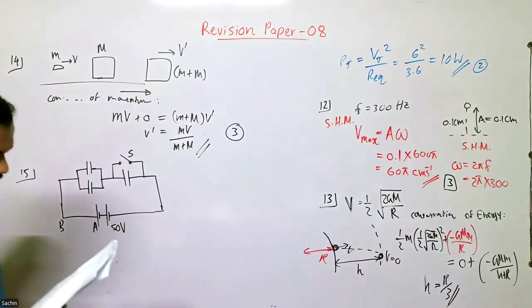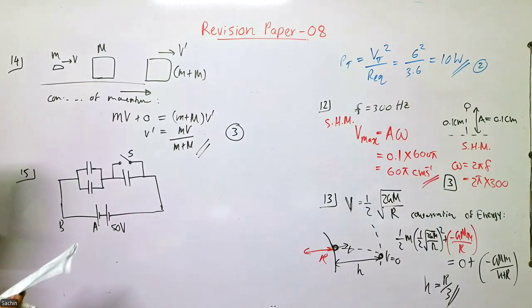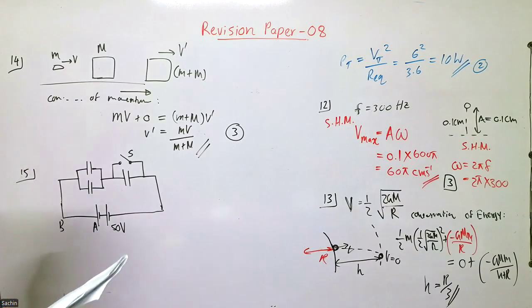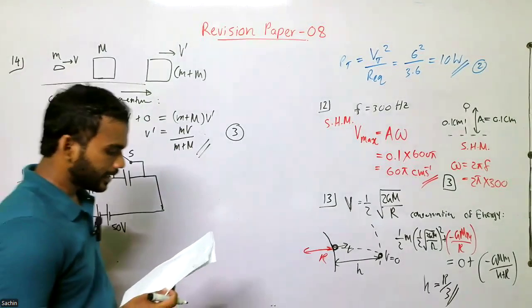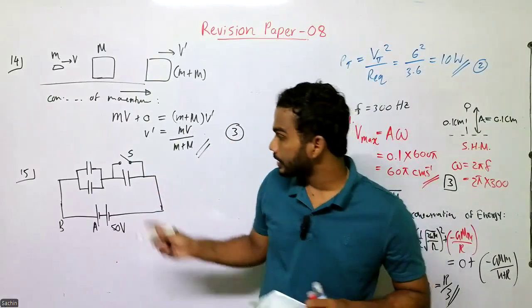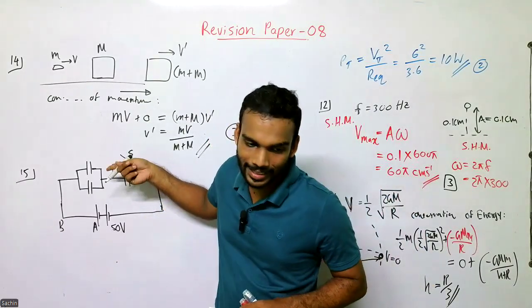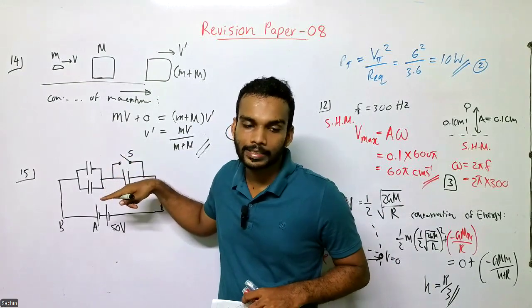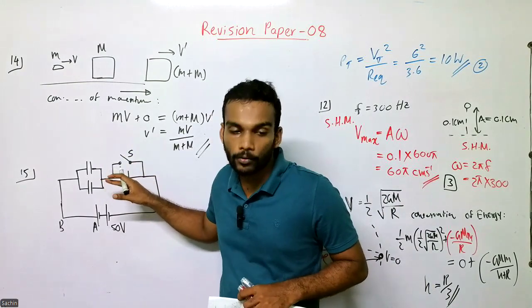Each of the capacitors shown in the figure has capacitance of 5 microfarad. The EMF of the cell is 50 volt. Initially, the switch S is open. A switch being open means that it is not touched, that it is not in contact. So open means open, that is off.